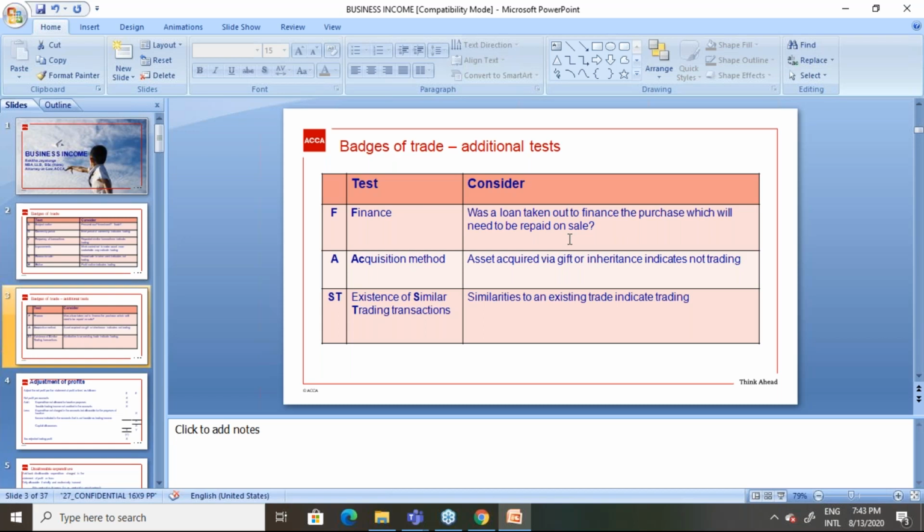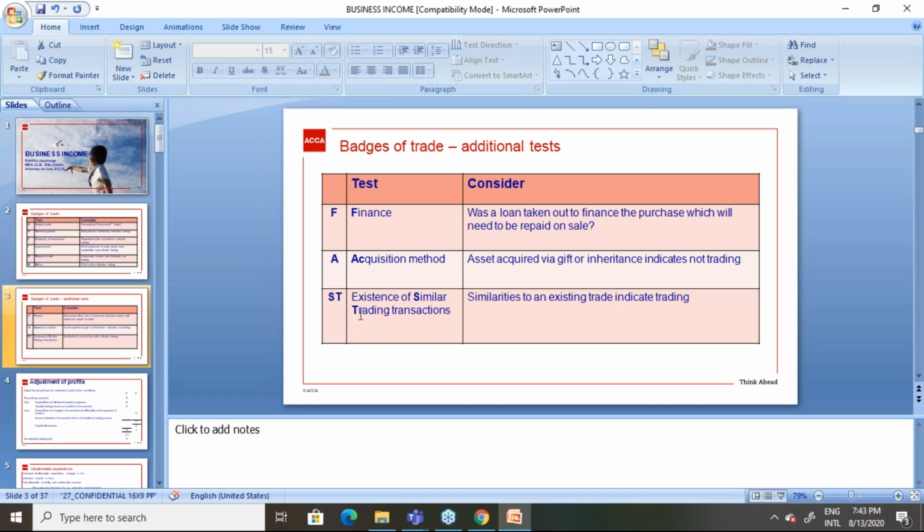So that is your profit. Then the acquisition method. How have you acquired the asset? If you have received the asset as a gift, or if you have inherited the asset on the death of a person, now you have sold it, it does not indicate trading.